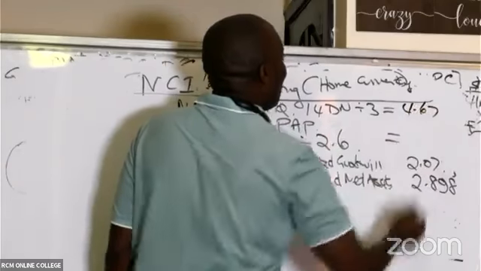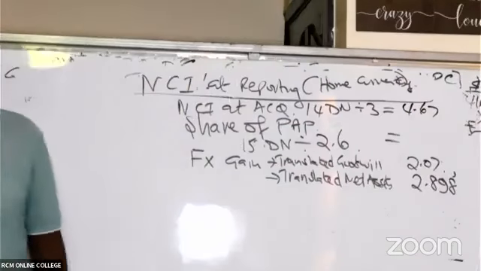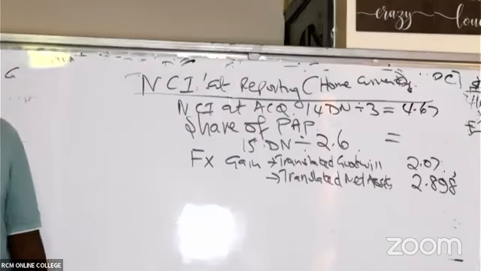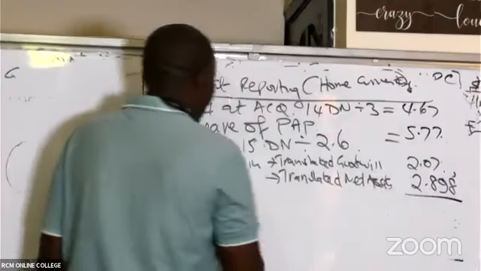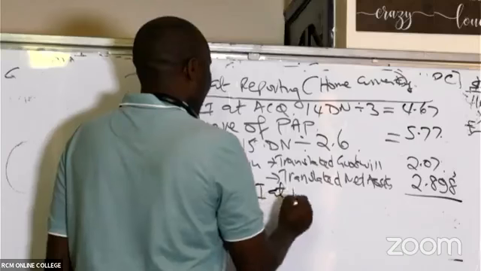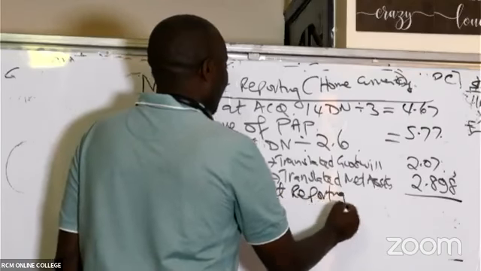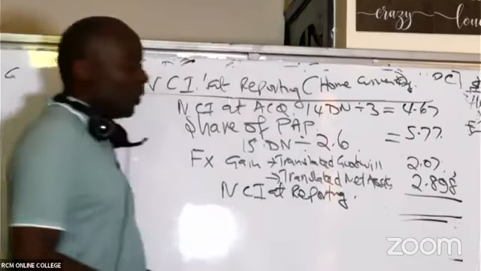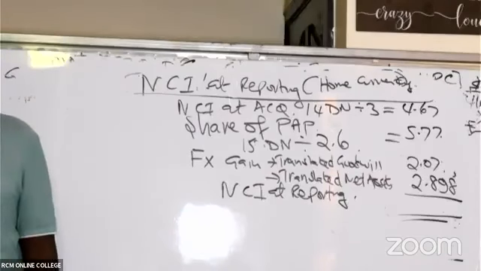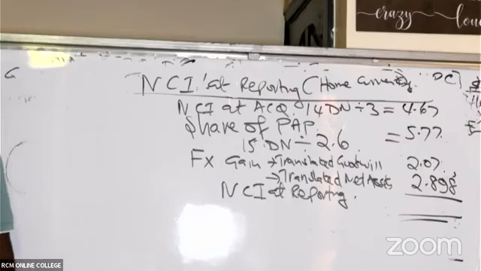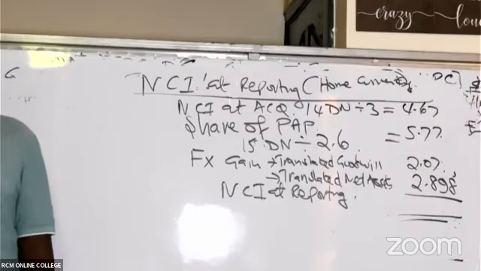Then I have seen PAP. Yuko has already given me PAP. What did PAP say? PAP 5.77. Then give me the NCI at reporting. You add up everything. NCI at reporting. What do we have there? Is there somebody there who has 15.4?